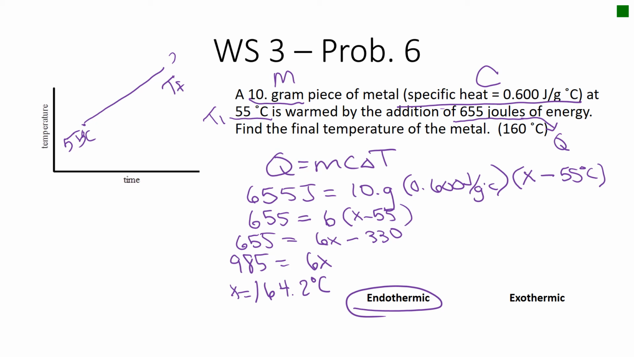So now let's look at sig figs. 10 with a decimal has 2. The specific heat has 3. This has 2, and this has 3. So my lowest number is 2, so I'm going to round to 2 sig figs. So that's 1, 6. That 6 will stay the same because the one after it is a 4. That 4, because it's a decimal, will turn to a 0, and that 0.2 will fall off. So it's 160 degrees Celsius is the final temperature of this metal.